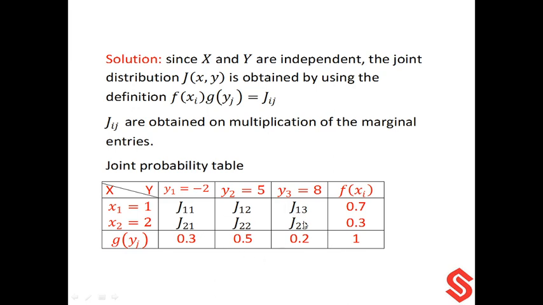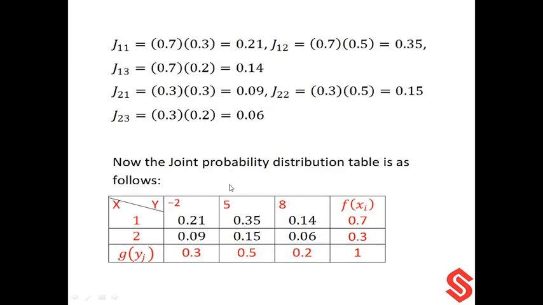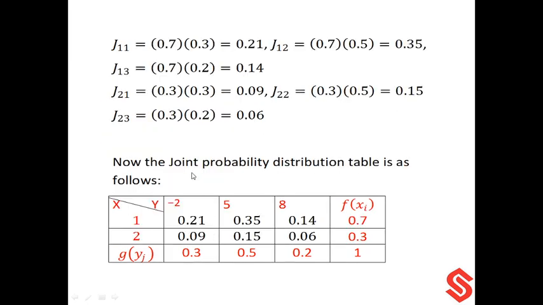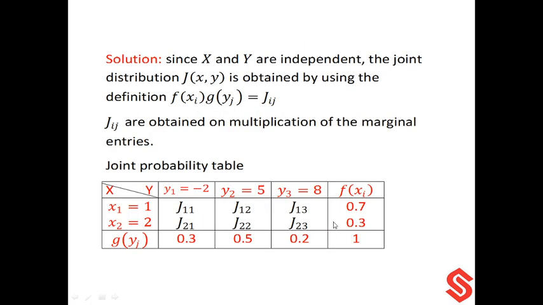So now the joint probabilities are denoted by J11, J12, J13. Next row J21, J22, J23. So now we need to find these joint probabilities. J11 is 0.7 into 0.3. Next, J12 is 0.7 into 0.5. Similarly J13 is 0.7 into 0.2, and so on.